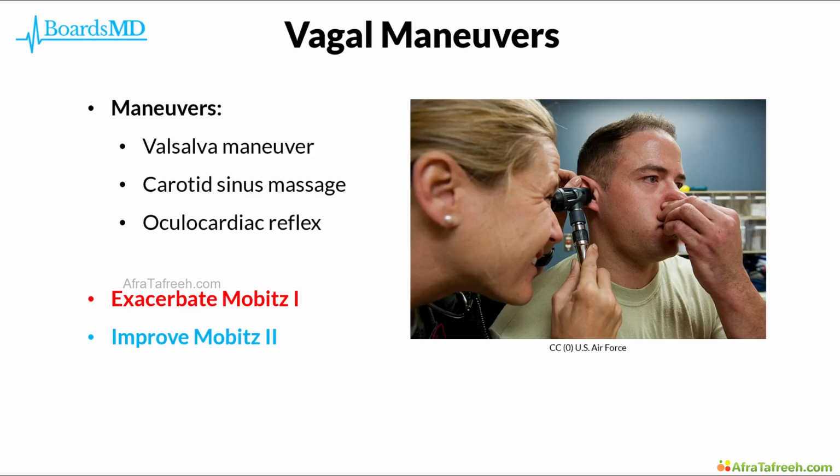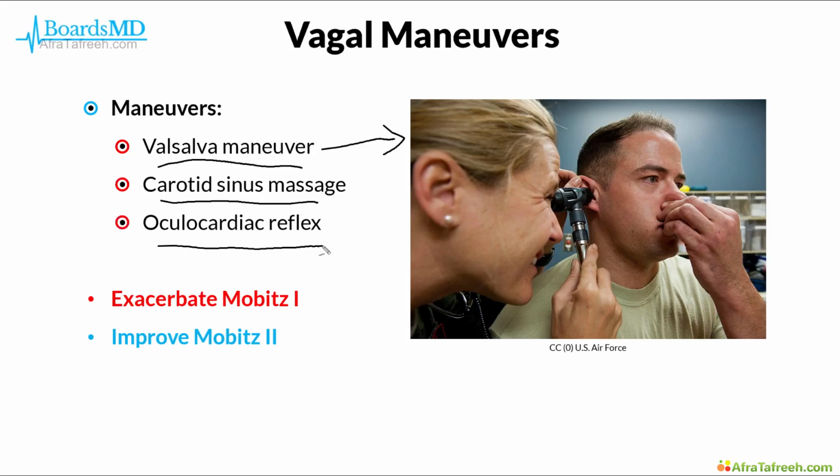This difference between Mobitz 1 and Mobitz 2 is also reflected in how these different types of heart block respond to vagal maneuvers. As we know, vagal maneuvers increase conduction through the vagal nerve and therefore are going to lead to decreased conduction through the AV node. Vagal maneuvers include the Valsalva maneuver, as pictured here on the right-hand side of the presentation, carotid sinus massage, as well as the oculocardiac reflex.